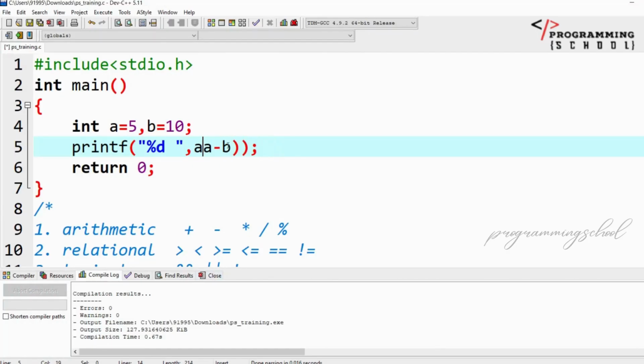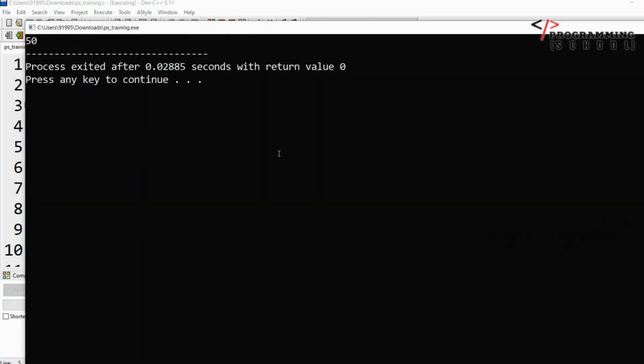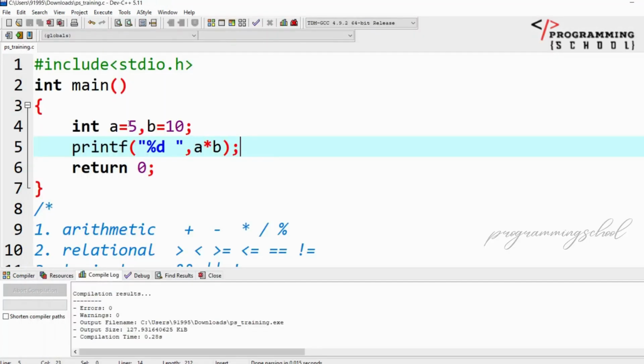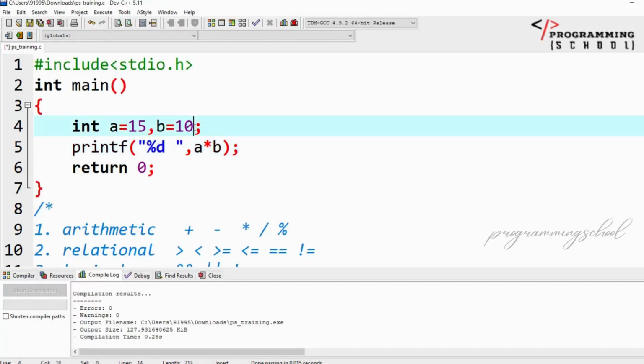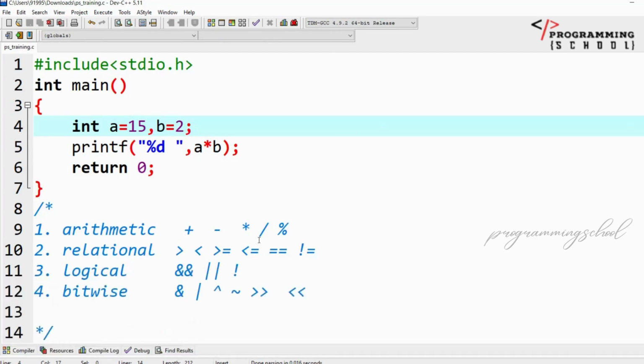And moving on to multiplication, the asterisk symbol is the multiplication operator. If I execute it, 5 into 10 is 50. 5 into 10 is 50, which is the answer. Here I am going to write 2, for example.